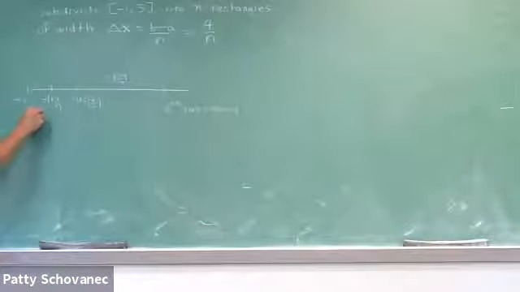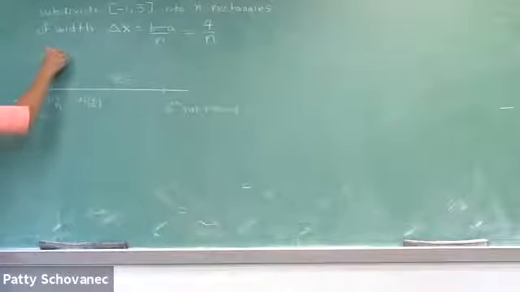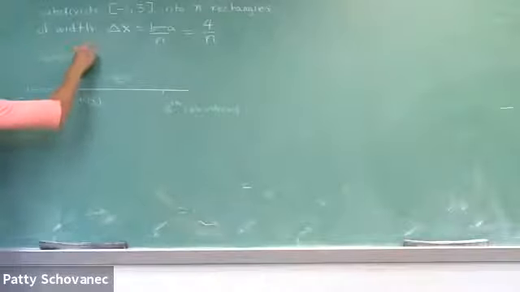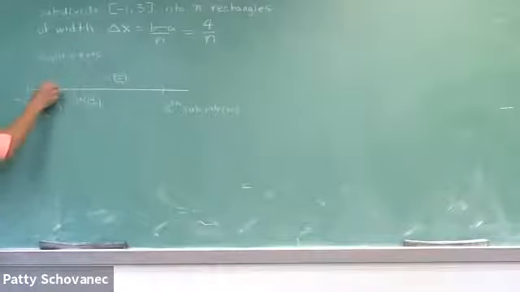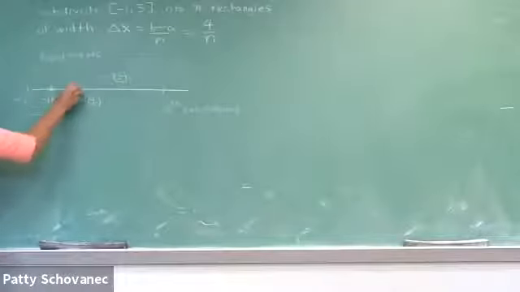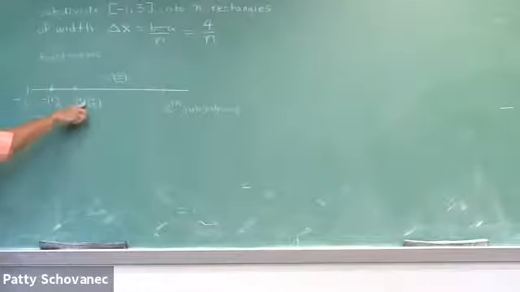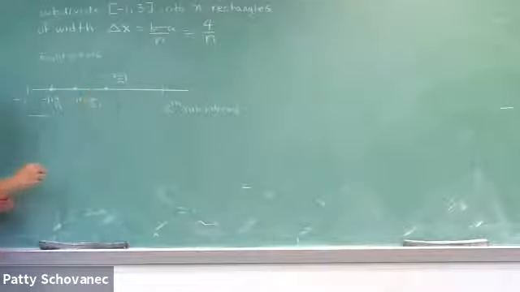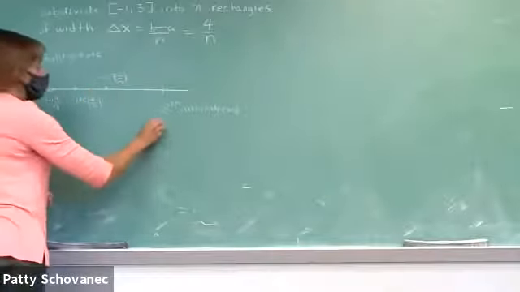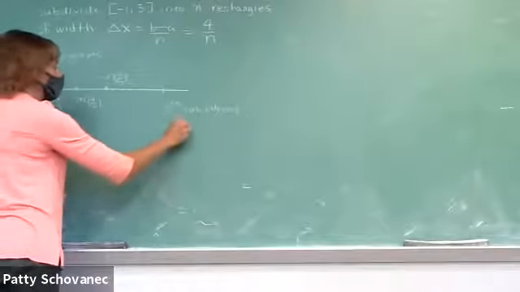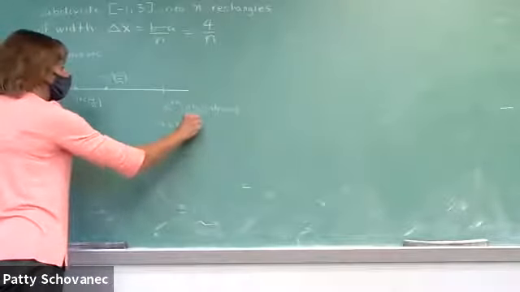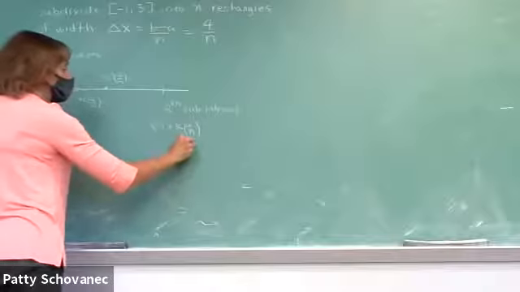So maybe I should do a right endpoint. I will do right endpoints. So my first rectangle, that's my first right endpoint. Second rectangle has a 2 here. Third rectangle has a 3 there. So the kth rectangle will look like -1 plus k times 4 over n as being the right endpoint.